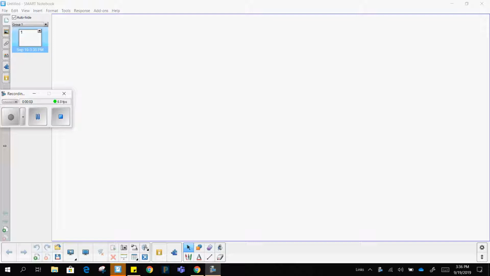Everybody, welcome back. Today we are learning about percent composition in compounds by mass.